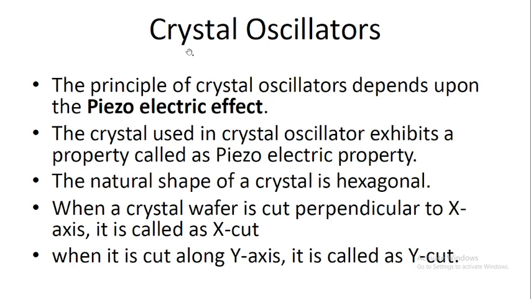The crystal used in the crystal oscillator exhibits a property called the piezoelectric property, and the general shape of the crystal is hexagonal. When a crystal wafer is cut perpendicular to the x-axis, it is called x-cut, and when it is cut along the y-axis, it is called y-cut.